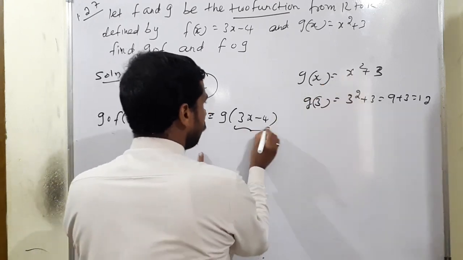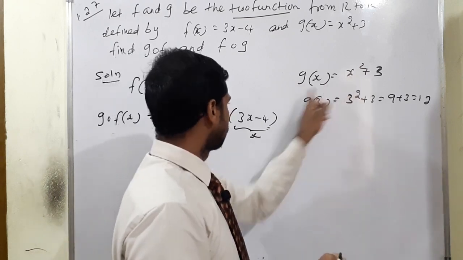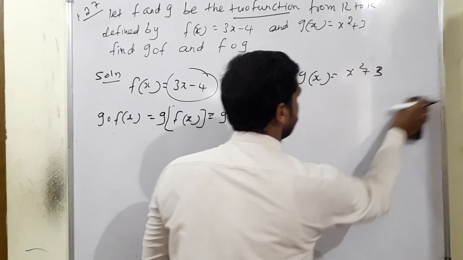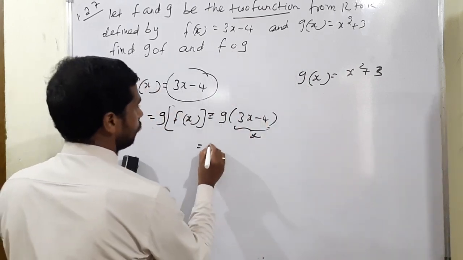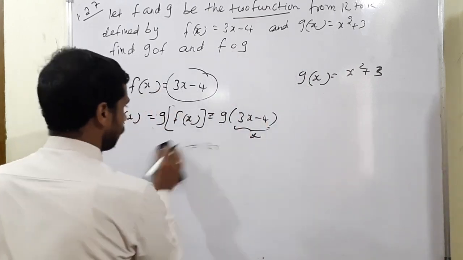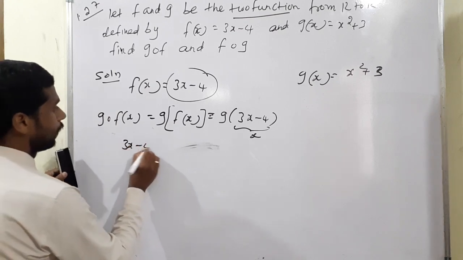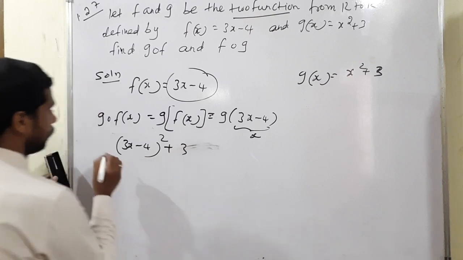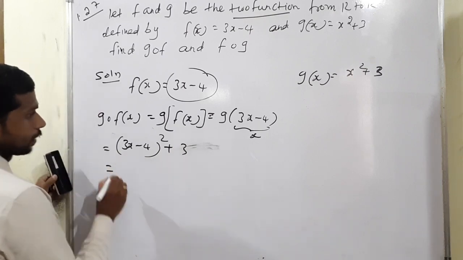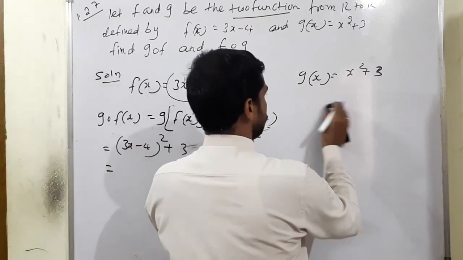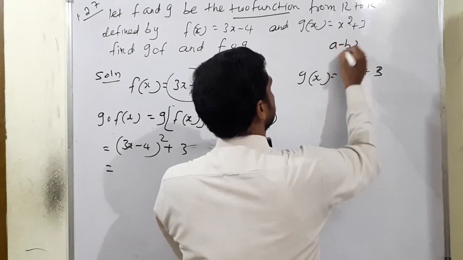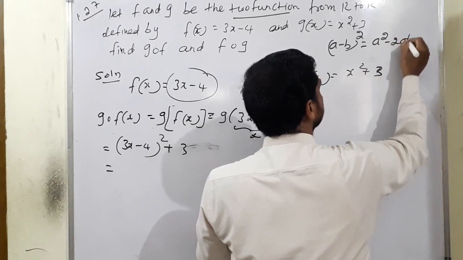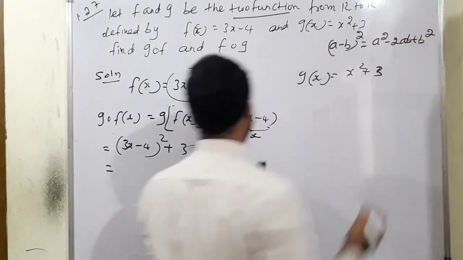Here g of x has the condition x square. Therefore, this whole term is considered for x, which means instead of x we can write 3x minus 4. So, what will happen? 3x minus 4 the whole square, remaining plus 3 is there. Okay, therefore, this is of the form a minus b the whole square. So, the formula is a square minus 2ab plus b square.